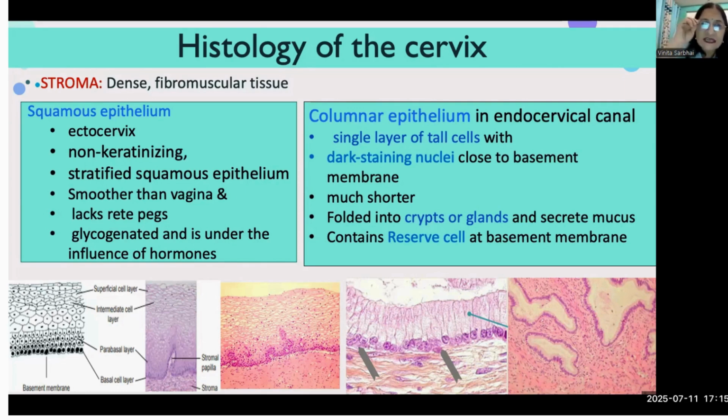That is, glycogen gets deposited into that, and that leads to glycogenation, which actually is a very important thing to understand, that whenever there is a squamous epithelium which is multi-layered and glycogenated, that is the one which will give a mahogany brown to the iodine, Lugol's iodine. So glycogenation is very important.